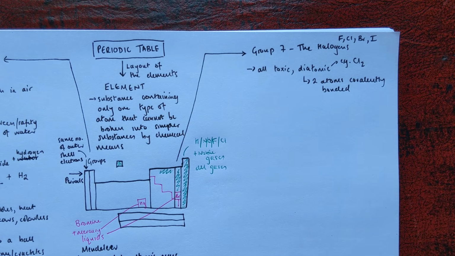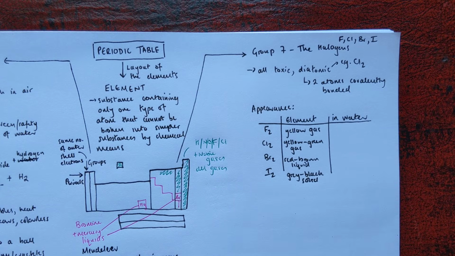You have to know about the appearances of these halogens, first of all when they're just a normal element, and also when you dissolve them in water. So from top to bottom, fluorine looks like a yellow gas, chlorine looks like a yellow-green gas, bromine looks like a red-brown liquid, and iodine looks like a grey-black solid.